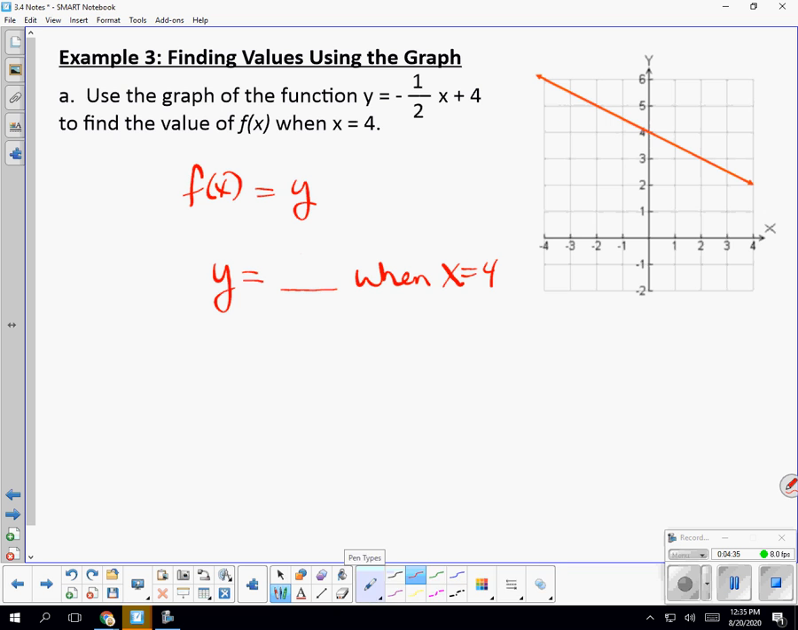So let's figure out what my y value is when my x is equal to 4. So I'm going to go over to my graph, and I am going to find where x equals 4 right here, and I'm going to go up to my graph, the graph that's on my grid here, and I'm going to look at that point, and I'm going to go over, and I'm going to see what my y value is. So my y is equal to 2 when my x is equal to 4. Okay? So that means my f of 4, when I plug in 4 as my x value, that gives me the output, or the y value, of 2.